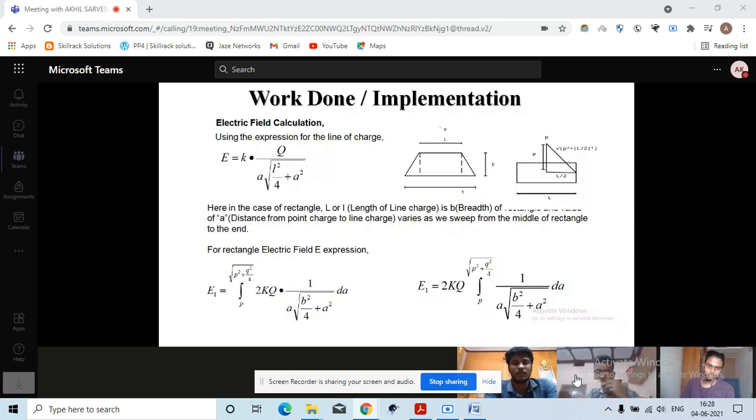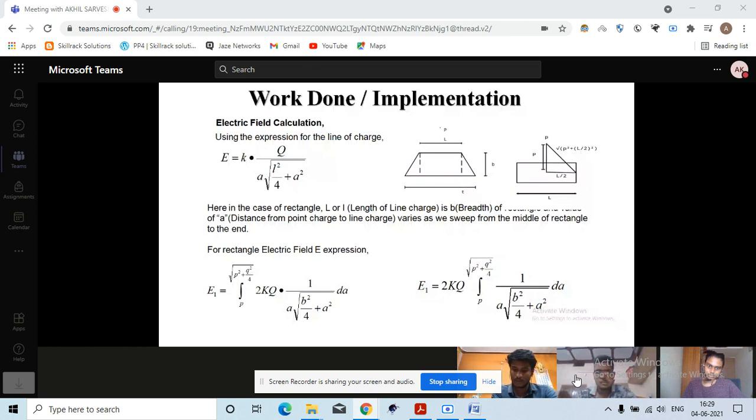This is the work done. First, for the trapezium, we divided the trapezium into three different parts: one rectangle and two triangles. For the electric field expression for the rectangle, we used the line charge formula and integrated it from one point to the other point.